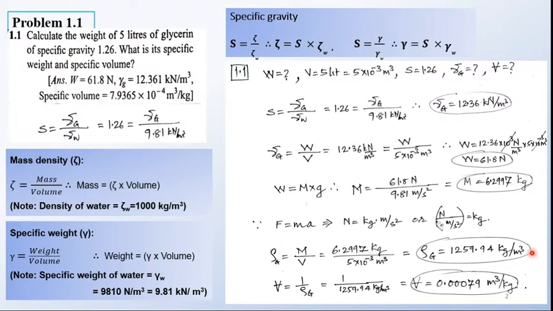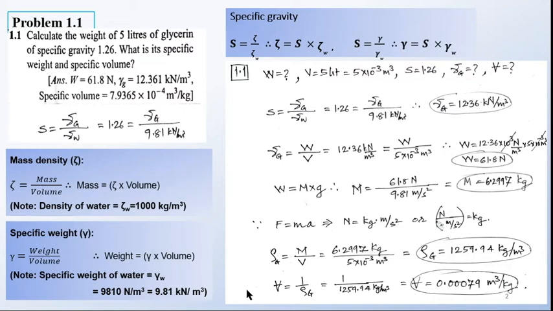1259.94. Now if we want specific volume, it is given by 1 by density. So simply 1 divided by 1259.94 kg per meter cube. Because of that it becomes meter cube per kg, and if you simplify, you will know that it is 0.00079. So the same thing is written as 7.9 into 10 raised to minus 4 meter cube per kg. That's the answer.